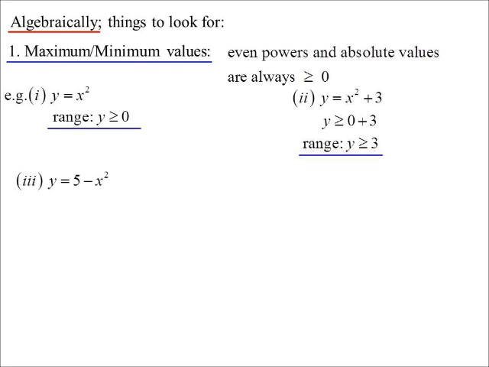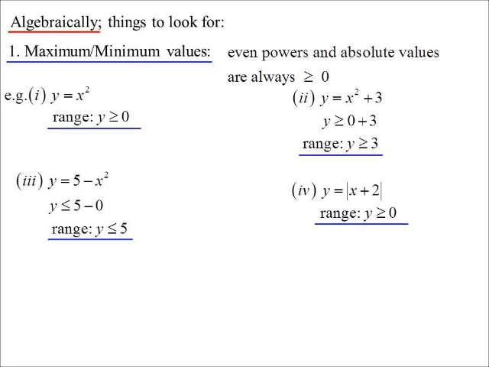5 minus x squared. Well, now it's going to be a maximum, isn't it, rather than a minimum, because we're always taking away from 5. So it'd always be less than or equal to 5 minus 0. Absolute value, again, absolute value has to be greater than or equal to 0. So that one's just y is greater than or equal to 0. And if I had absolute value but then decide to subtract 5 from it, that one would always have to be greater than or equal to 0 minus 5, greater than or equal to minus 5.